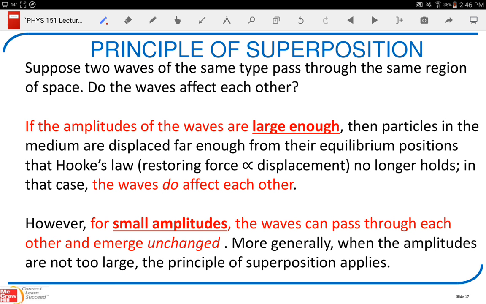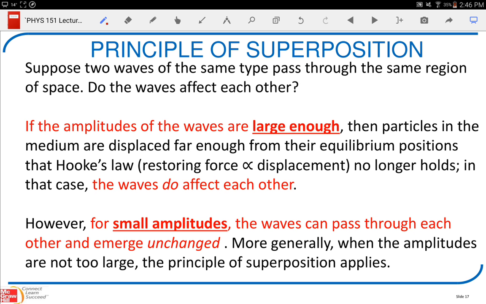Now, the principle of superposition is an easy concept, but it's kind of hard to actually see it fit together. So the principle is, if I have two waves and they hit each other, they pass through each other. Now, contrast that to me hitting Reagan.